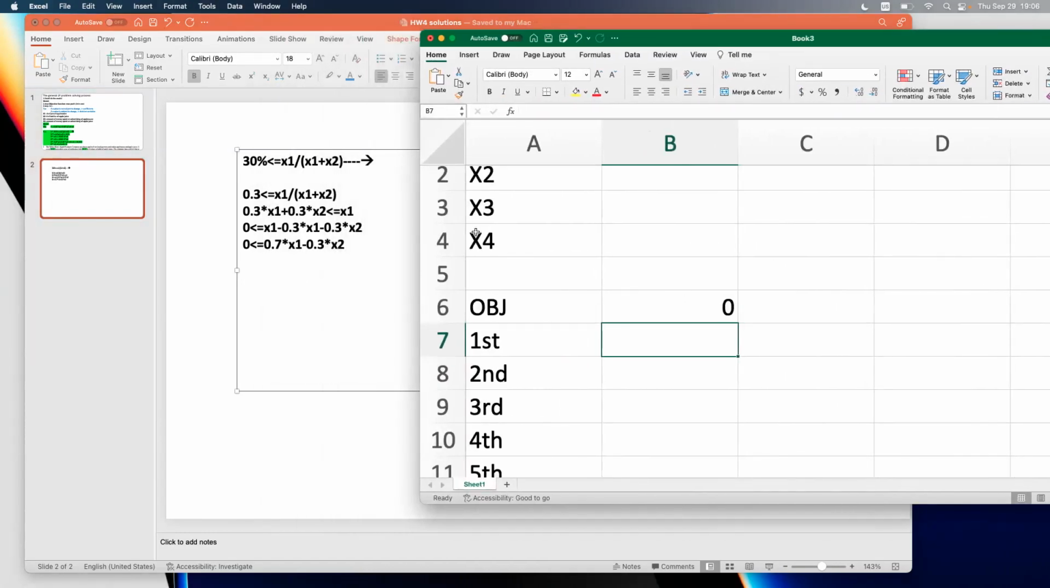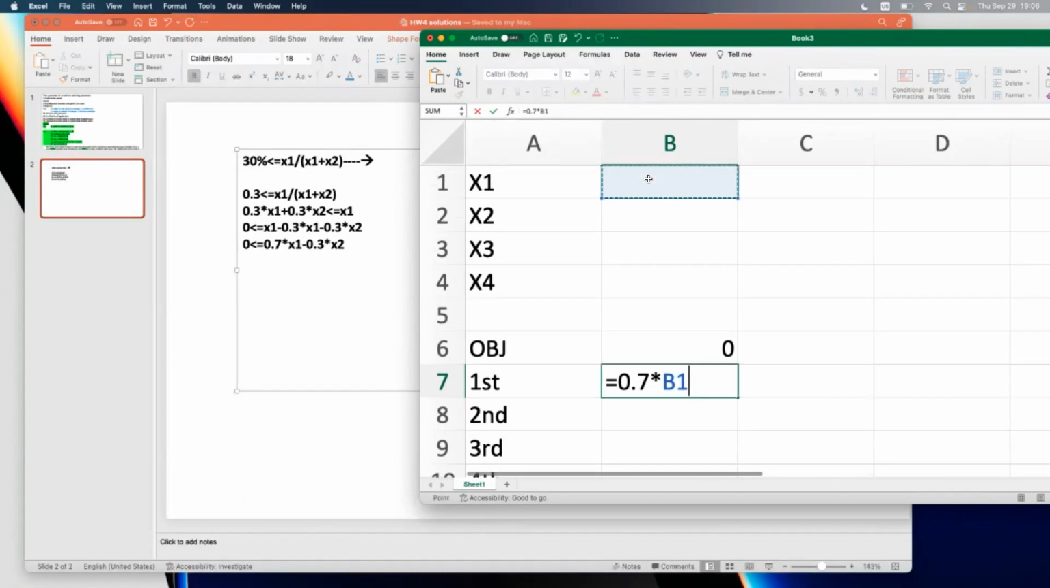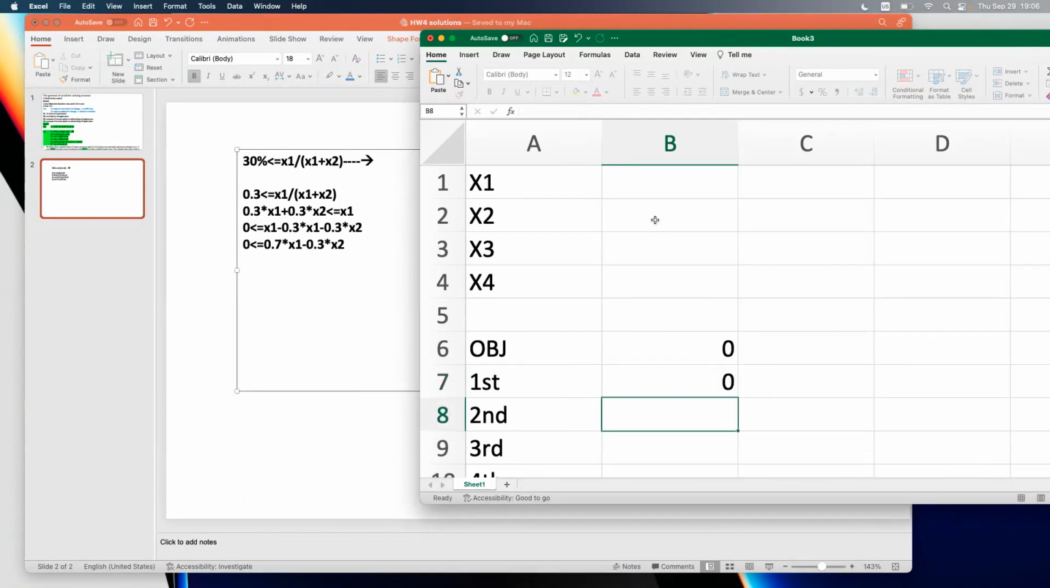So we put that simplified formula over here. So 0.7 times x1 minus 0.3 times x2. So this value should be greater or equal to 0.